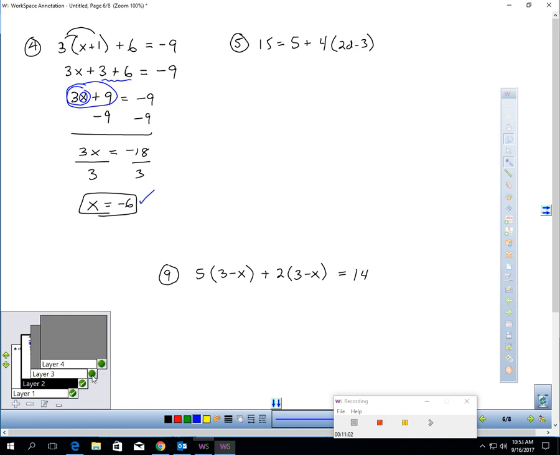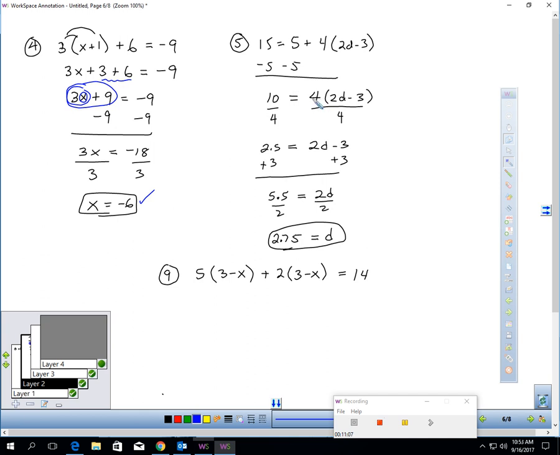Let's go to 5. Now, number 5, I decided to use the onion method in this one. I decided to say, okay, there's the center of my onion. I have to get rid of the times 4, and I have to get rid of the plus 5, but I got to get rid of the plus 5 first, positive 5. So take away 5. So now 10 equals 4 times 2d minus 3.